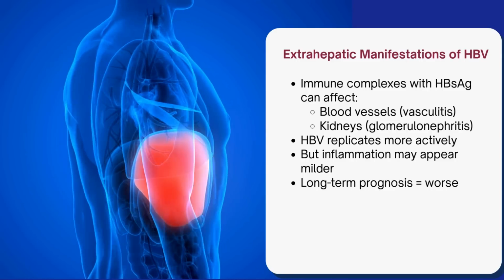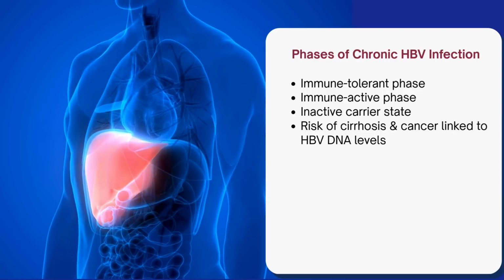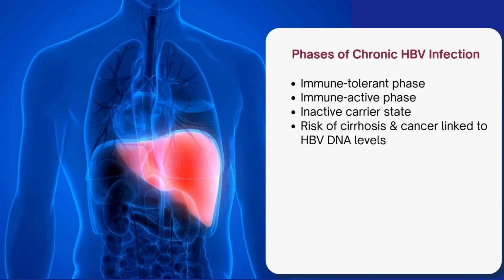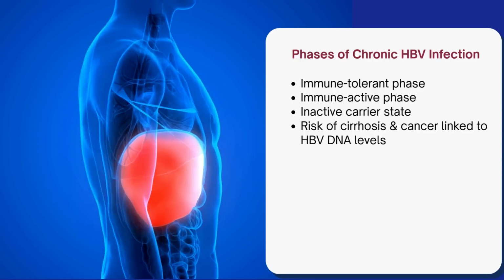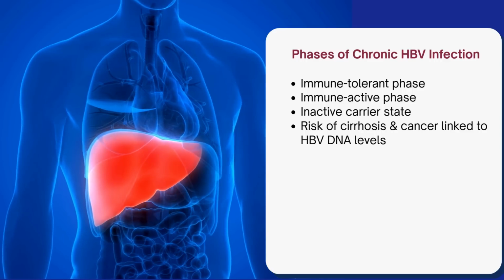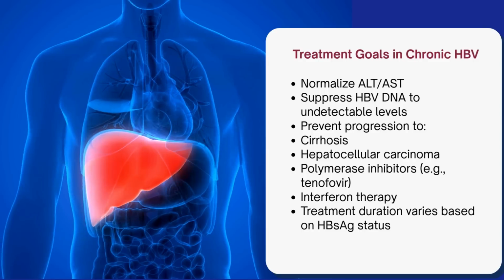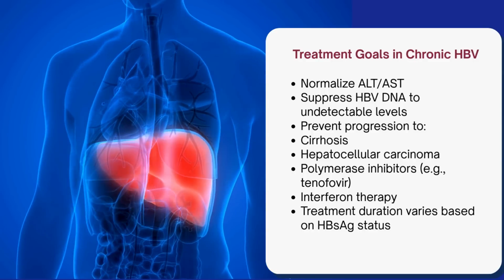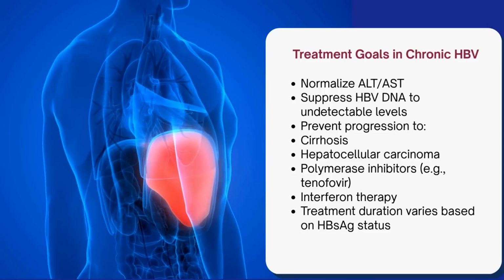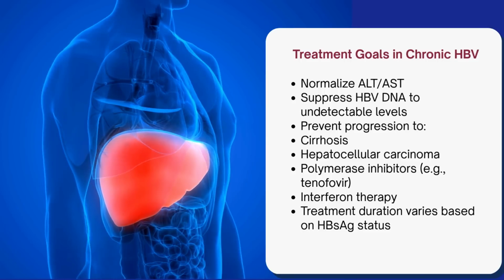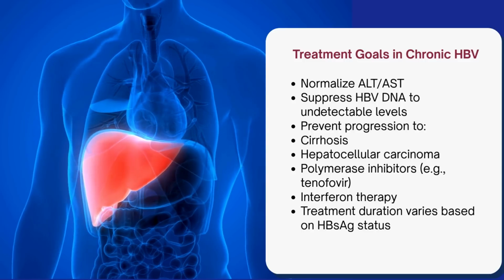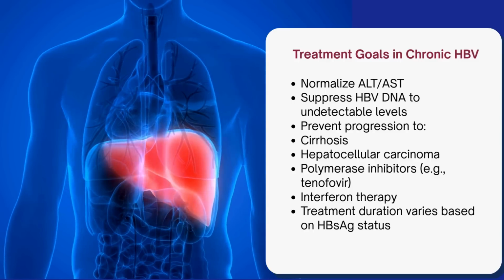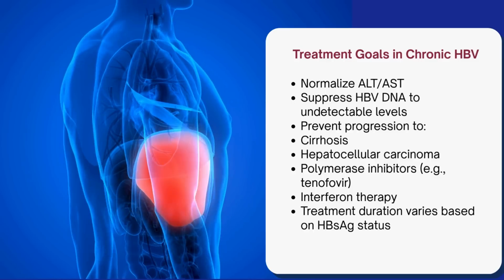HBV progresses in different phases: active replication, quiet periods, and inactive carrier states. The risk of cirrhosis and liver cancer is directly related to how high the HBV DNA levels are. Treatment aims to normalize liver enzymes and suppress HBV DNA to very low or undetectable levels. Polymerase inhibitors are effective, though the duration depends on the patient's HBeAg status. While a complete functional cure, loss of HBsAg, is rare, it's more likely with interferon or tenofovir therapy.